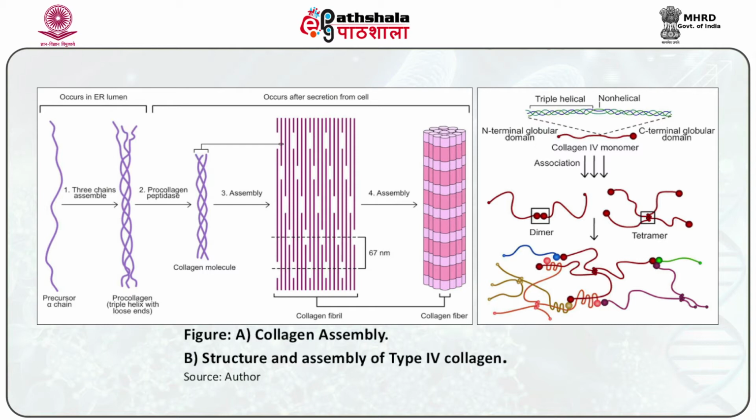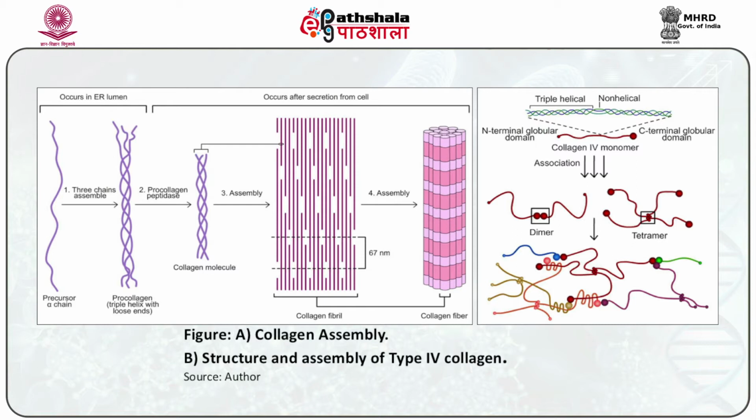In striated collagen, the 67 nanometer repeat distance is created by packing together rows of collagen molecules in which each row is displaced by 1/4 the length of a single molecule.